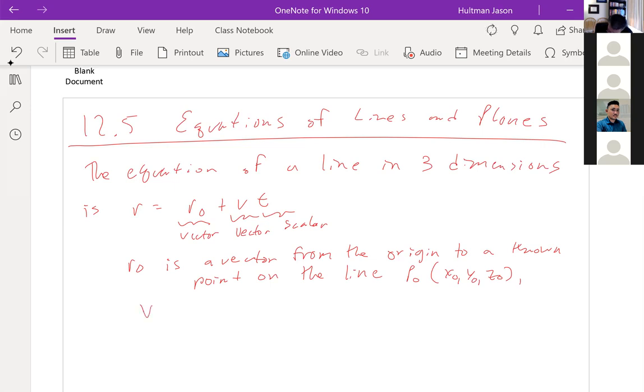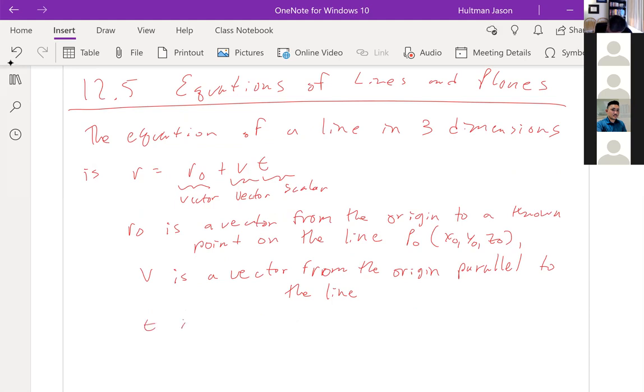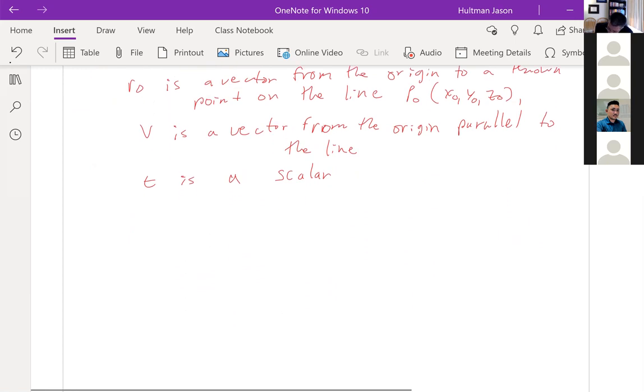V is a vector from the origin parallel to the line, and T is a scalar, or a multiplier. So let's set this up.